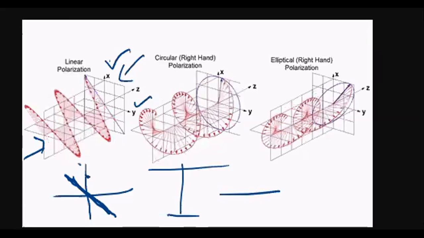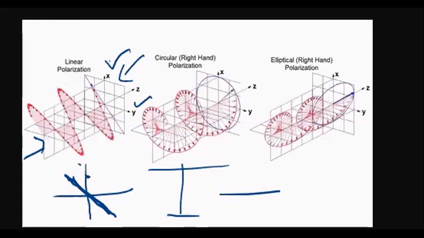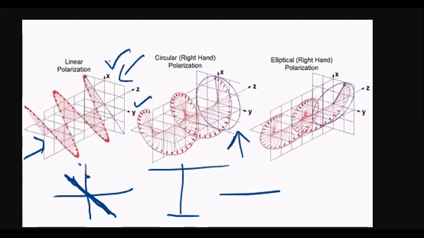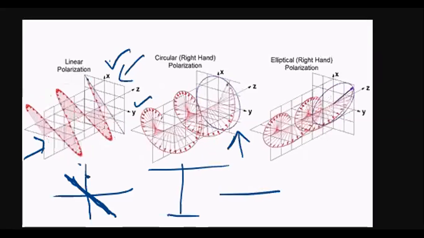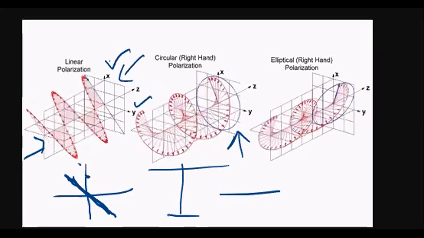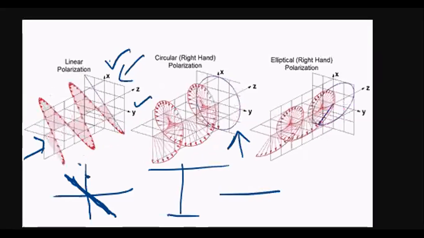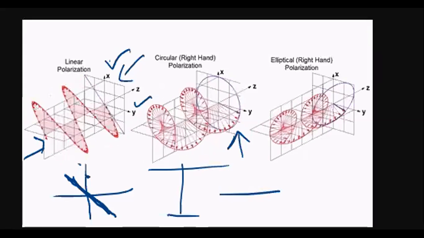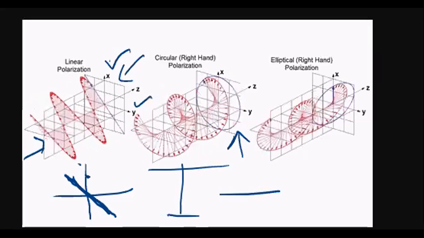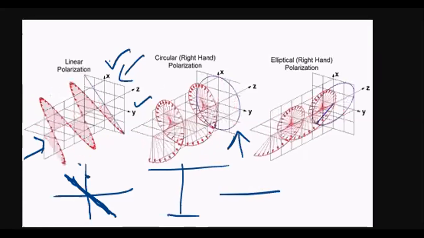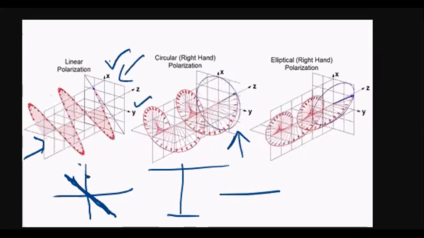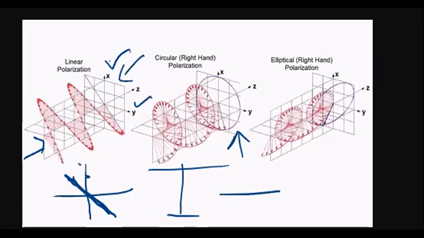It's not a line, it's making a circle. Suppose you stand at some place in space, at a fixed position, and observe the nature of the electric field with respect to time. It's rotating, initially like this, clockwise. Based on that, we classify it as either left circularly polarized or right circularly polarized. I will tell you later how to know that.